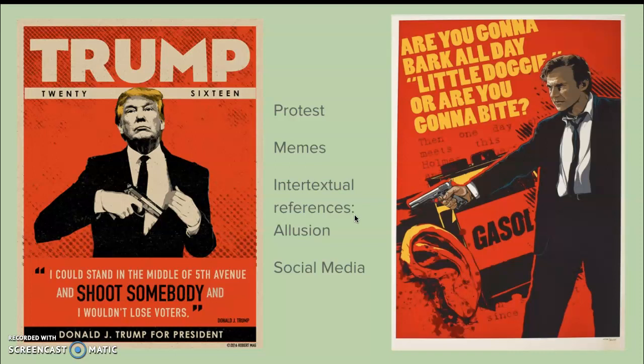But visually, a link has been made to the movie Reservoir Dogs, which is a great movie, but it's a Quentin Tarantino movie. It's particularly violent, and the creator of this meme for Trump is drawing that connection between Trump being violent, politically driven and willing to do everything, to this movie, Reservoir Dogs.